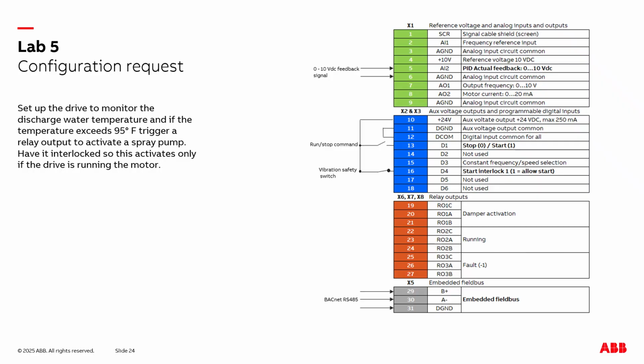For Lab 5, let's imagine that our cooling tower is a closed loop or fluid cooler style tower that has a spray pump to provide additional cooling if the temperature leaving the tower gets too warm. In this example, we're being asked to set up the drive to trigger the spray pump if the water temperature leaving the tower exceeds 95 degrees Fahrenheit. Now, if you say that 95 degrees Fahrenheit isn't realistic, just go with it in this example, please. Now, one of the key items is we do not want to trigger the spray pump if the drive is in an off state.